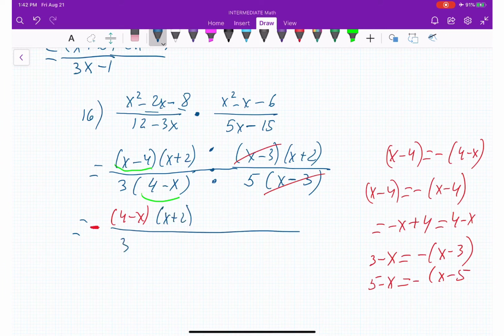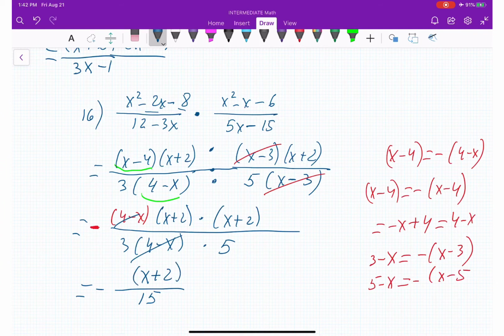And here 3 times 4 minus x. This will be gone. And then times x plus 2. And here I have 5. And the answer is negative. 3 times 5 in the denominator is 15. And in the numerator, x plus 2 squared. All right? Moving to problem number 17.